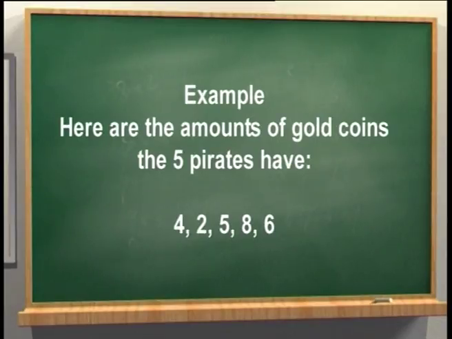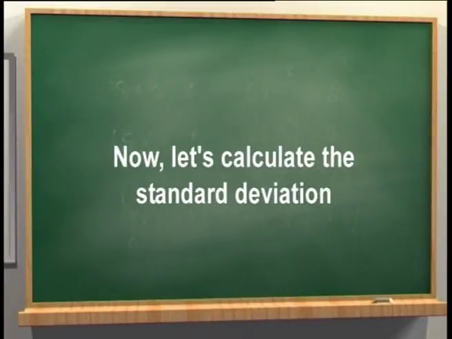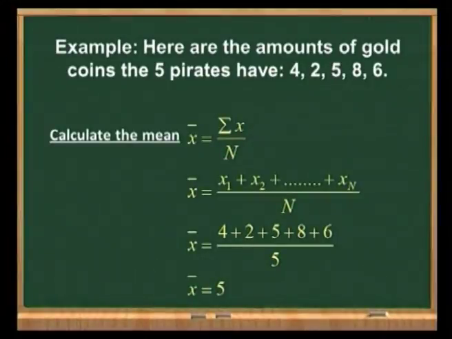Here is an example. Here are the amounts of gold coins 5 pirates have, that is 4, 2, 5, 8 and 6. Now, let us calculate the standard deviation. Calculate the mean. X bar is equal to sigma x divided by n, that is x1 plus x2 plus x3 and so on divided by capital N, that is 4 plus 2 plus 5 plus 8 plus 6 divided by 5, and the mean is 5.